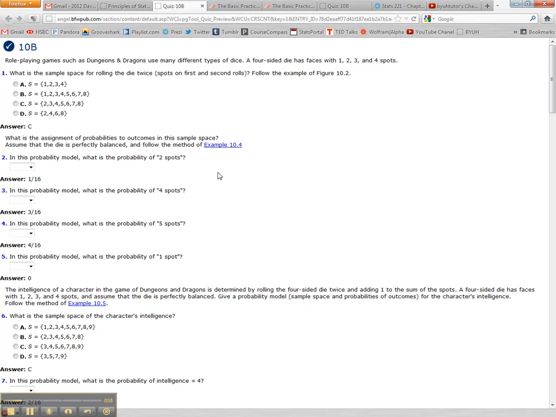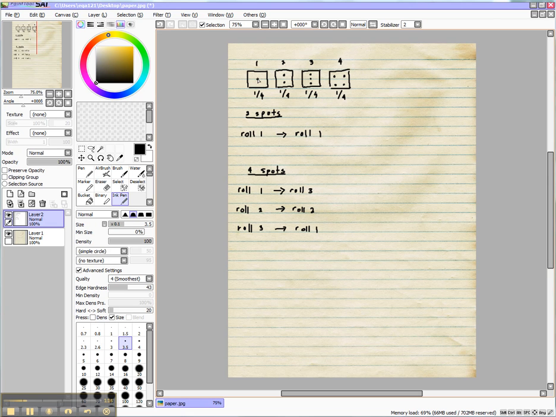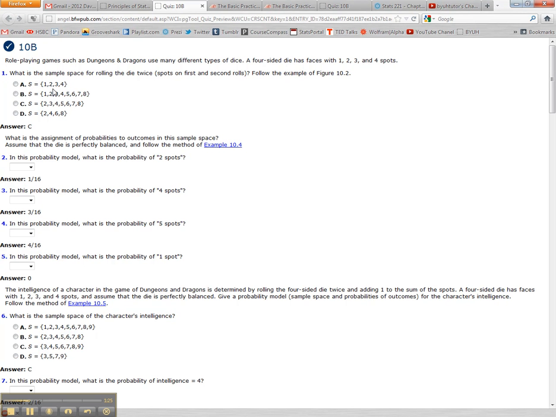So the question again asks, what is a sample space? If you're rolling the die twice, what are all the different possibilities of combinations of the first roll and second roll? Well, if you're rolling it once, you could get a 1, and then you can get 1 again. So the least sum of 2 rolls is 2, right? So you shouldn't have a situation where you're rolling it twice and you get a sum of the 2 rolls as 1. So you can disregard A and B. So it's between C and D.